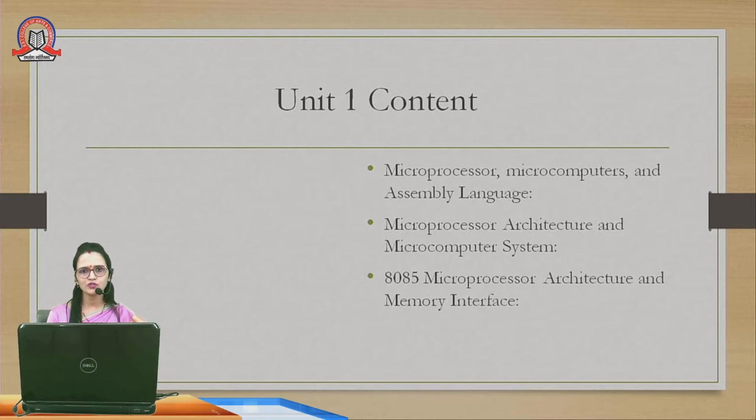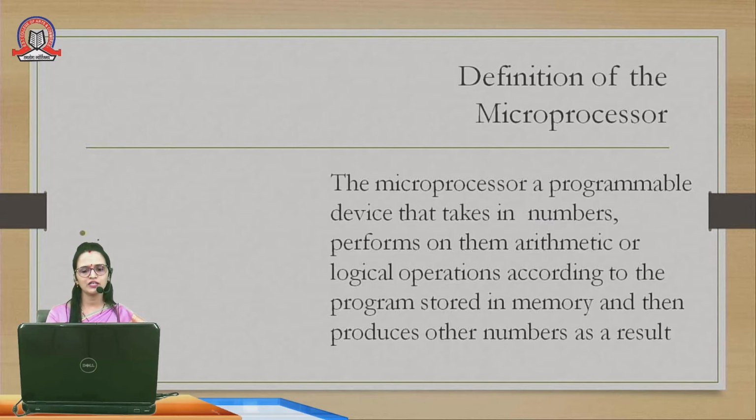First, the microprocessor introduction defines the content of Unit 1. These are the contents: microprocessor, microcomputer, assembly language. Next, microprocessor architecture, microcomputer system. Next one, 8085 microprocessor architecture and memory interface. In these three contents we have to learn about the basic needs of the microprocessor.